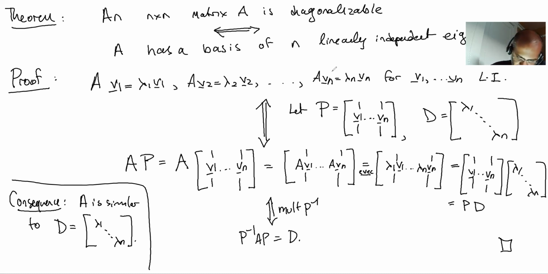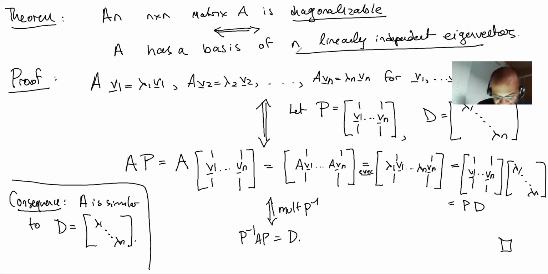So this is the general theorem that being diagonalizable is equivalent to having linearly independent eigenvectors. And we're not saying every matrix is diagonalizable. Okay, there are matrices that are not diagonalizable. We're just saying if it's diagonalizable, then that's the same as having n linearly independent eigenvectors.